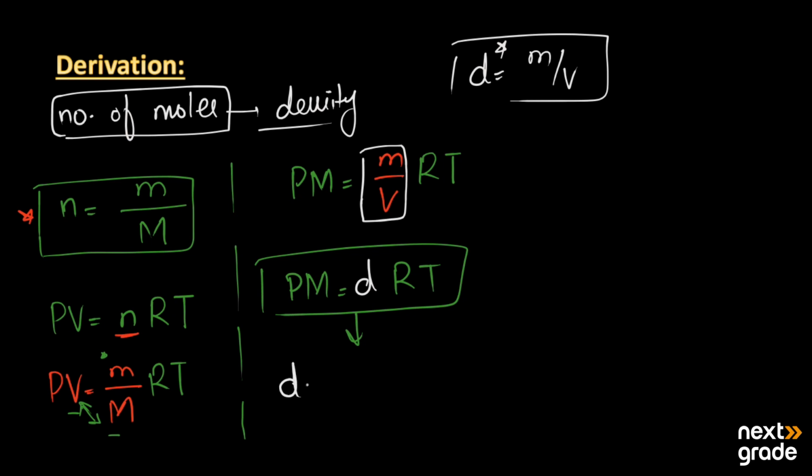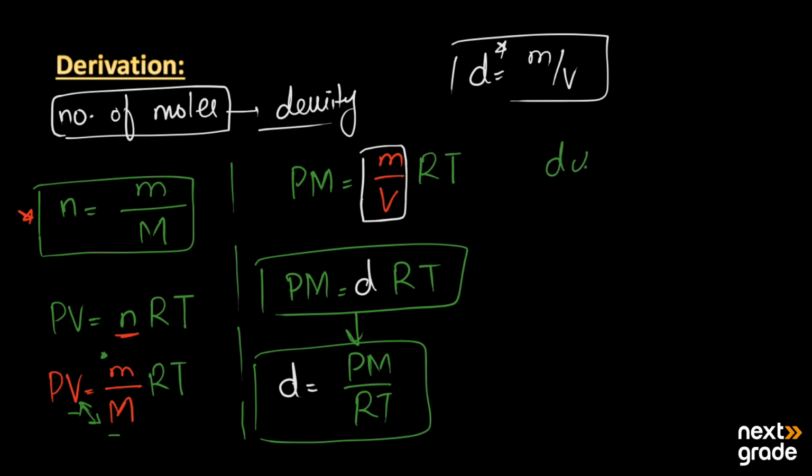We gain D is equal to PM over RT. So this is the simple density of gases. Hence, the density of an ideal gas is directly proportional to the molar mass. It is directly proportional to the pressure, and density is inversely proportional to the temperature.